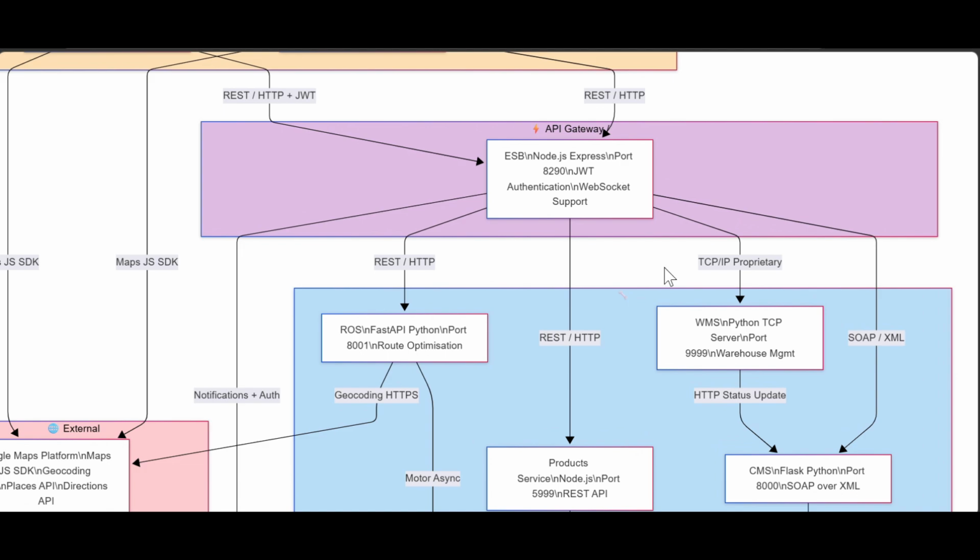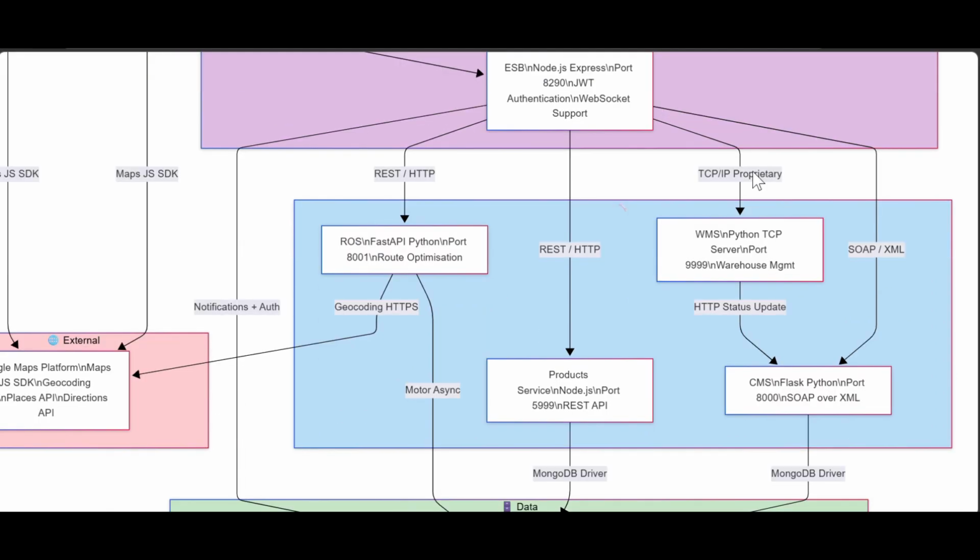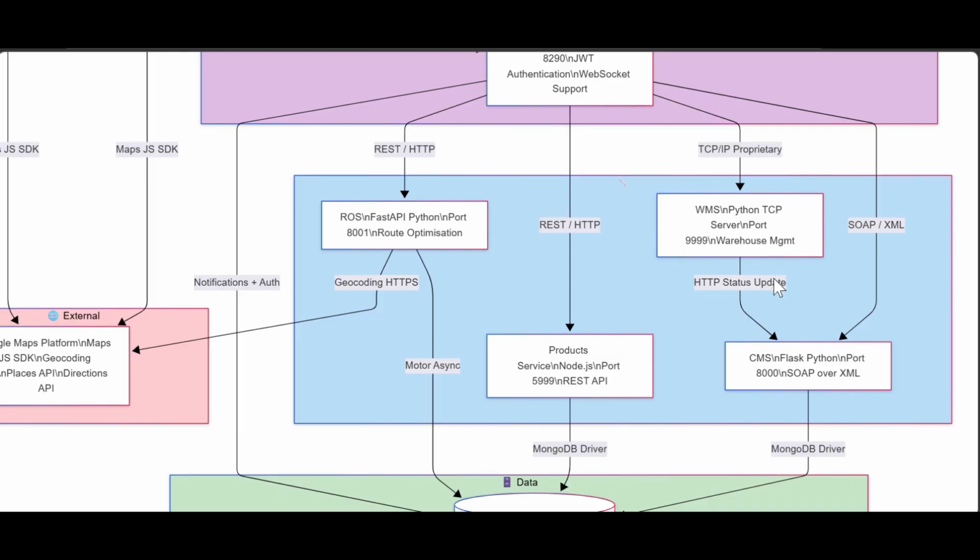When a request comes to the system, it first goes through the API gateway or ESB. If the request is related to warehouse processing, the ESB forwards the request to the warehouse management system through a TCP/IP connection. Once the warehouse management system receives the request, it processes the order information, updates the warehouse status such as ready, on delivery, or delivered, and manages them inside the warehouse management system.